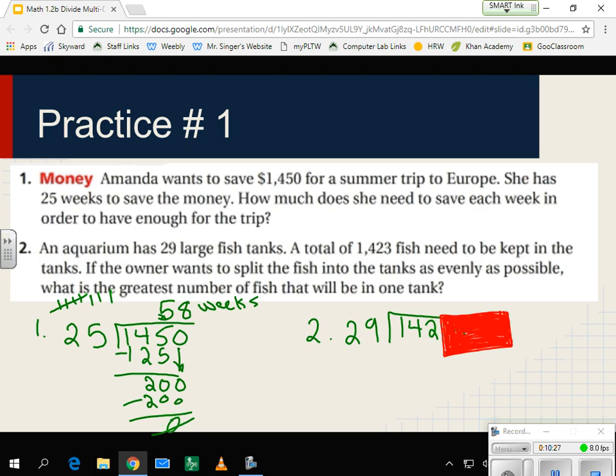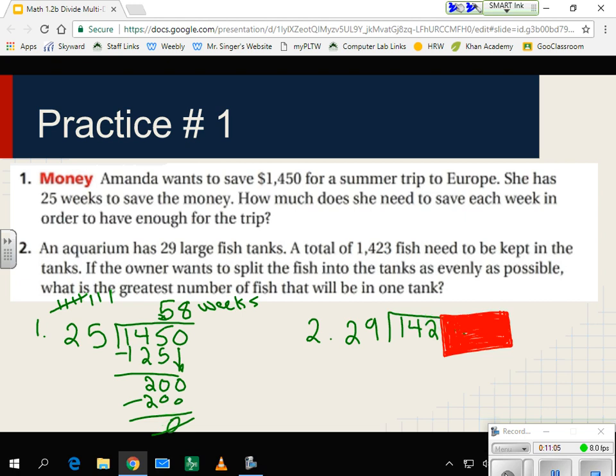So if we think 30, 30 goes 30, 60, 90, 120, and 150. So that gives us 5. So here we're just going to have to guess and check a little bit. Let's try 29 times 5 and see what that gets us. So 29 times 5 gives us 145. 5 times 2 is 10, plus 4 is 14. Now 145 is close, but it's still too large. We need it to be less than or equal to 142.